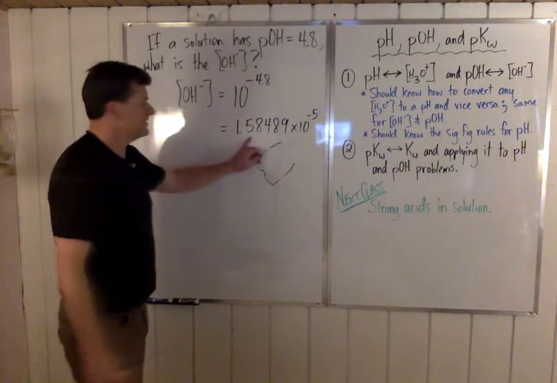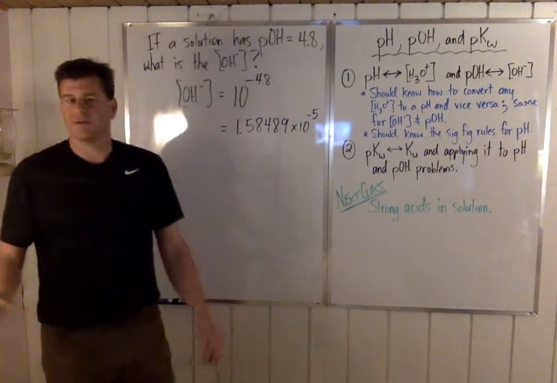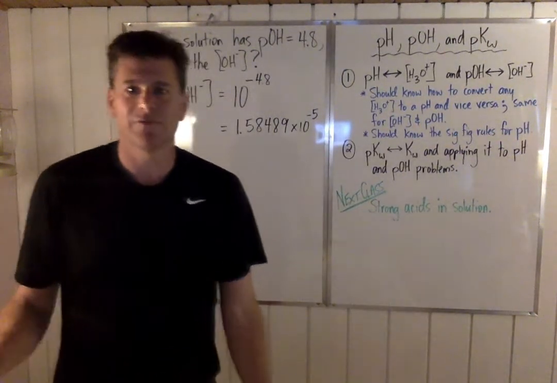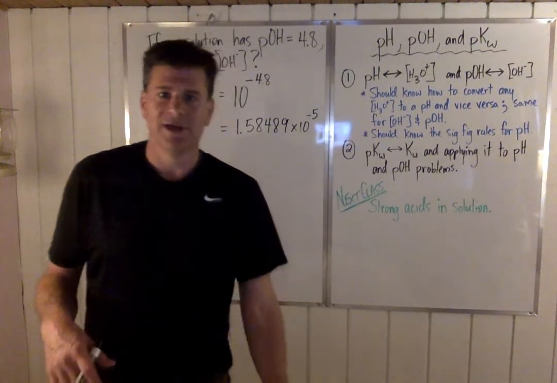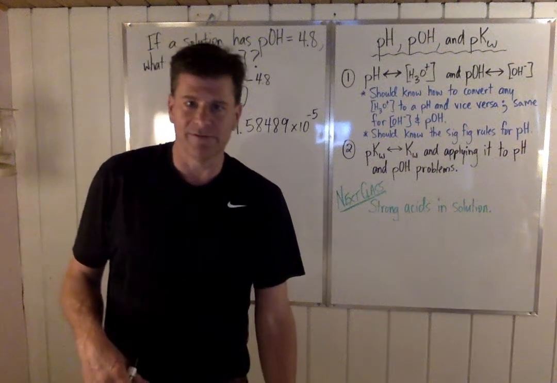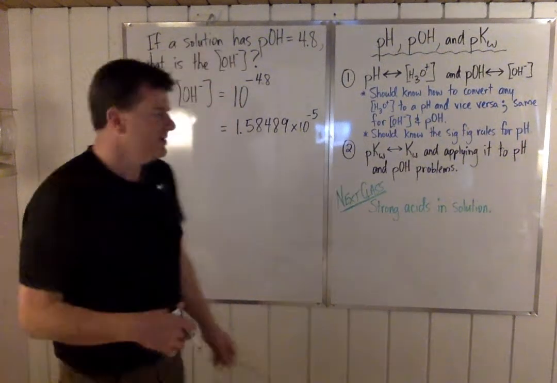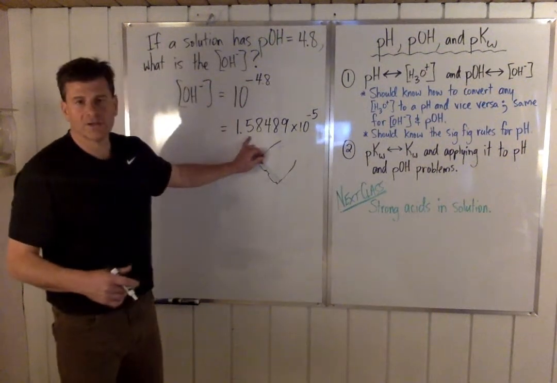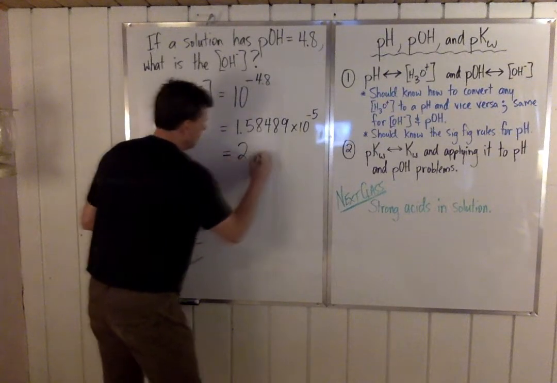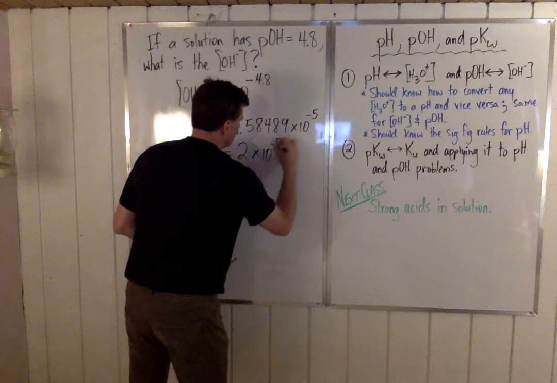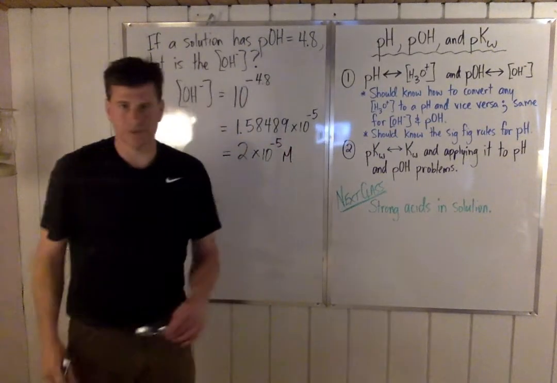Okay? Because this is a 5, there's controversy over the rule that you use. I'm going back to the old school. If it's a 5 or higher, you're rounding up, and if it's a 4 or lower, you're rounding down. So with 1 sig fig, it's going to be 2 times 10 to the negative 5 molar.